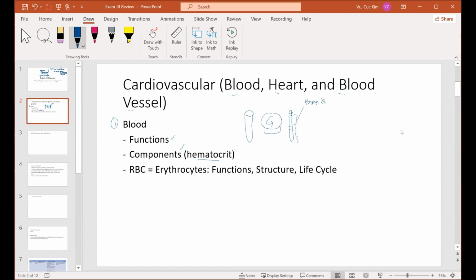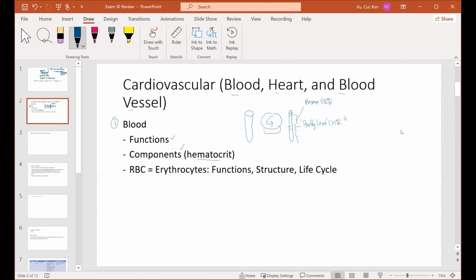Plasma makes up about 55% of the blood. And then the middle is what we in general call the buffy coat. And the buffy coat actually, let's do what it makes up. It makes up less than 1%. And it's going to include two things.